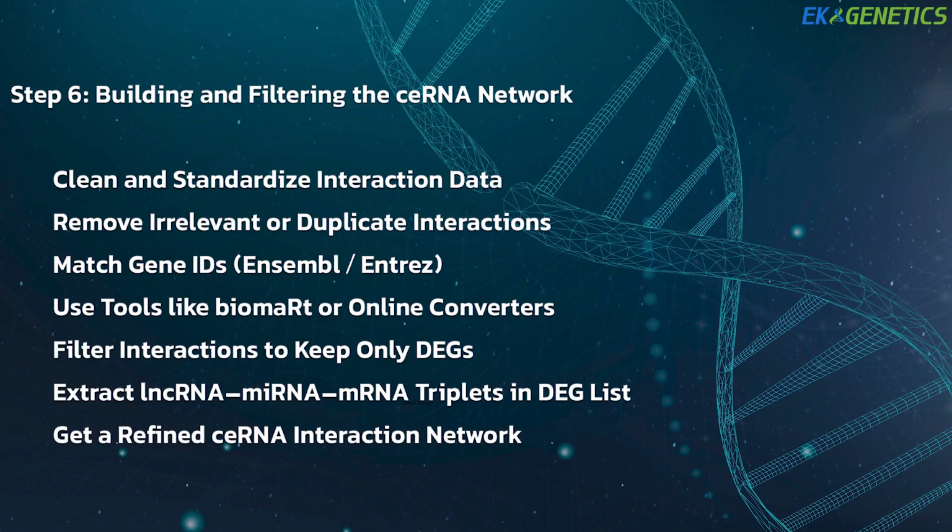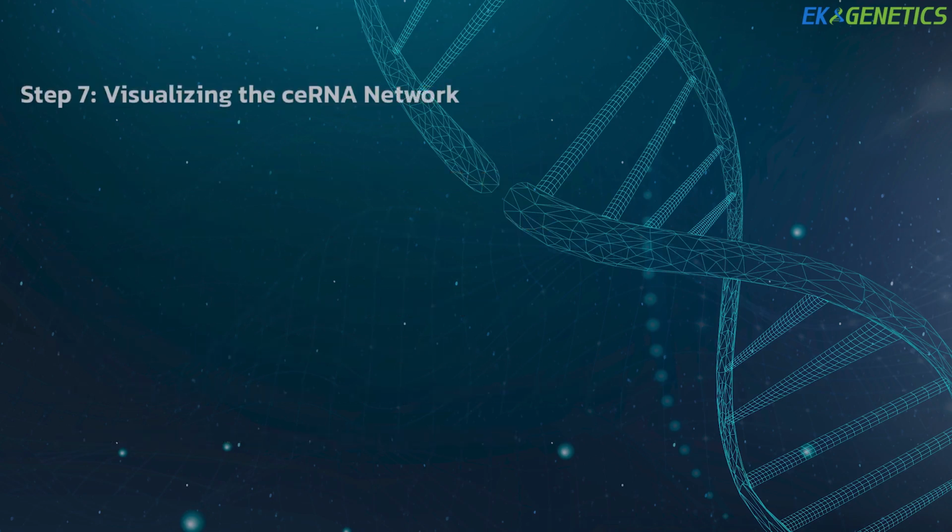2. Filtering the interactions. Keep only those interactions where all RNAs are in your DEG list. For example, if you have 3,000 DEGs after filtering, extract only the lncRNA, miRNA, mRNA triplets where each component belongs to those DEGs. After this step, you'll have a refined set of interactions representing all possible ceRNA relationships among your differentially expressed genes.